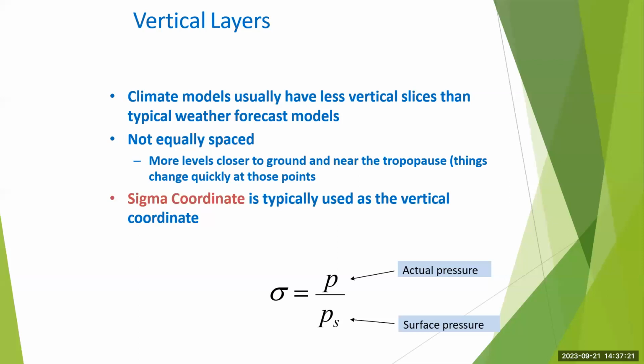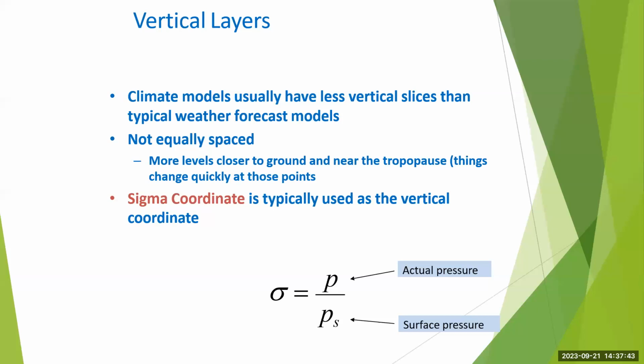In these models, you usually have fewer vertical slices than typical weather forecast models. Climate models have fewer vertical slices than typical weather forecast models. Here, the levels are not equally spaced, with more levels closer to the ground and near the tropopause. Things change quickly at those points.